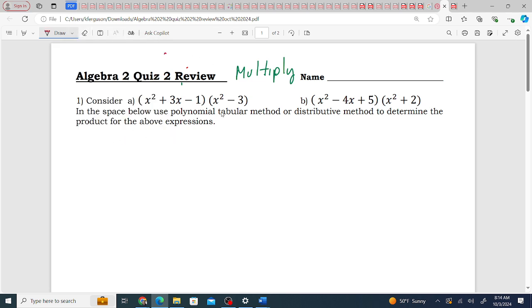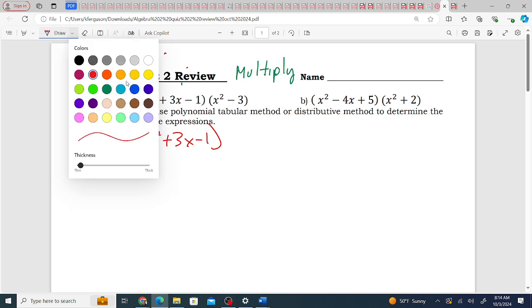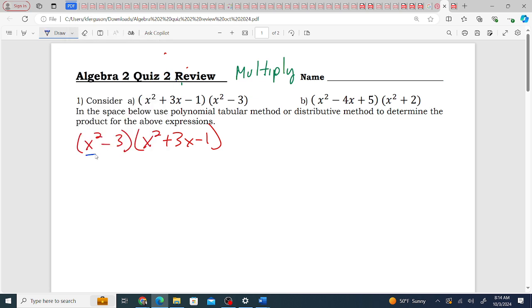Thank you. So right now, I'm just going to do the distributive method on this first one. So distributive method, I'm going to multiply x squared times each term in the second set of parentheses. So x squared times x squared is x to the fourth power. X squared times a 3x, that's a positive 3x cubed. X squared times a negative 1 is negative x squared.